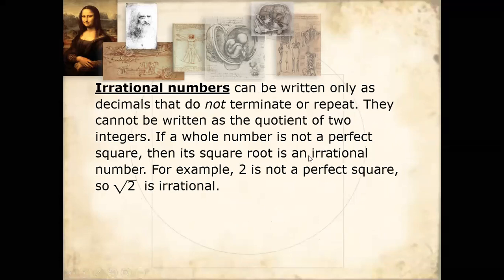Let's move to the next part. What are the irrational numbers? The irrational numbers can be written only as decimals, which means it's impossible to find an irrational number in a fractional form, that don't terminate or repeat. They cannot be written as a quotient of two integers. If a whole number is not a perfect square, then its square root is an irrational number. Let me give you a question. Could you please try to find the answer for square root 2?